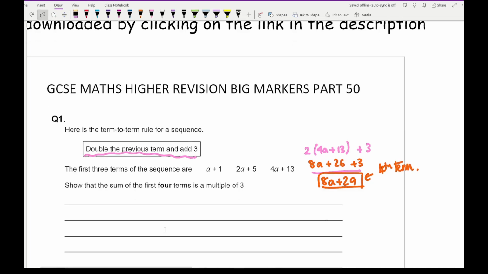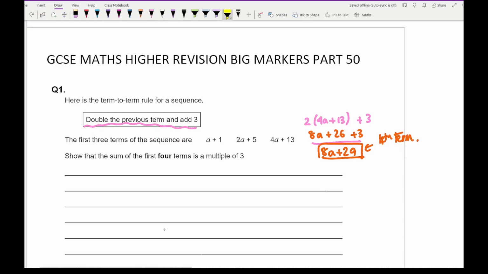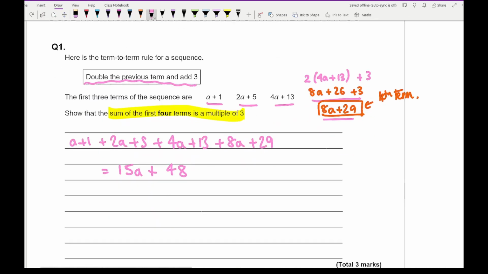So the next thing for me to do is to find what the sum is going to be. Well, the sum of the first 4 terms is where I add these 4 expressions together. So we've got a plus 1 plus 2a plus 5 plus 4a plus 13 and 8a plus 29. Then collecting the like terms, what do I end up with? Well, I end up with 15a plus 48, which I can then factorize. I can take a 3 out, so I end up with 3 lots of 5a plus 16.